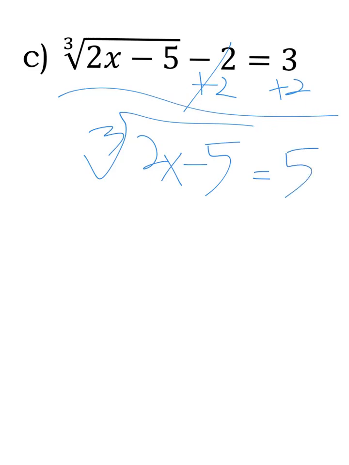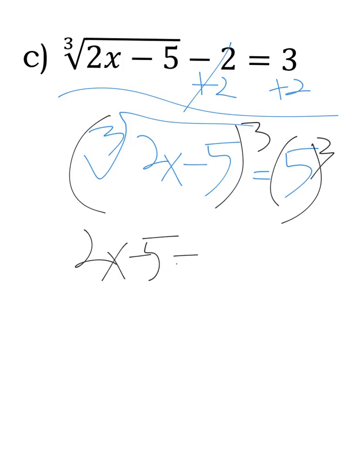Remember that 3 stands for the root. It's not 3 times the square root, okay? So the opposite of the root of 3 is the power of 3. So you have to raise both sides to the power of 3. So you have 2x minus 5 equals 125. And now it's just solving like normal.